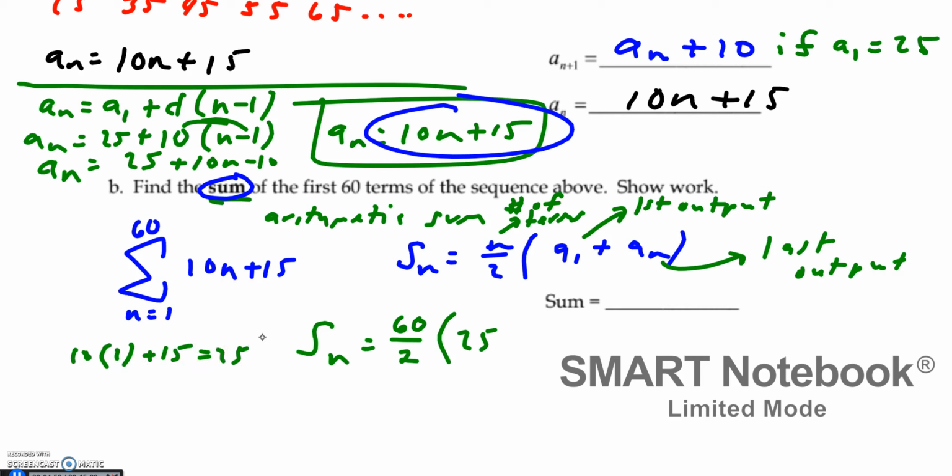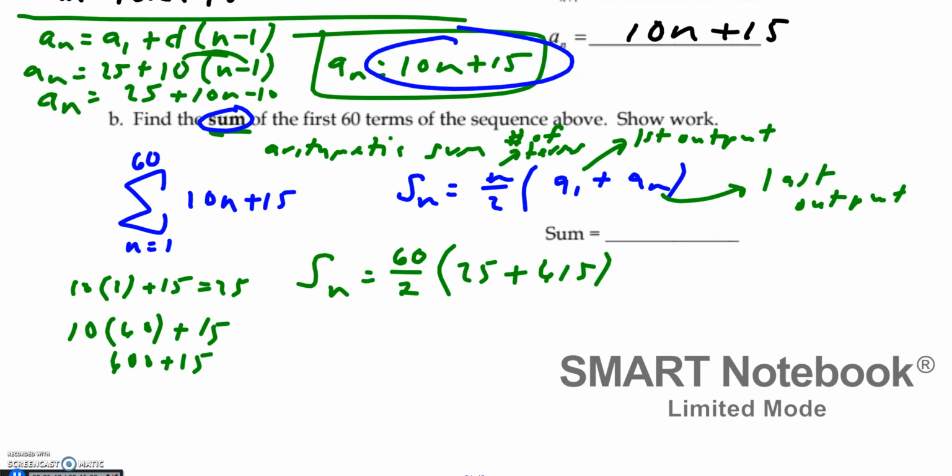That leads me to how to find the last output, or the last term. It's really tempting to put 60 here, but 60 isn't an output value, it's an input value. So to find my output value, I need to plug 60 into my function, which would be 600 plus 15. So my output value would be 615.